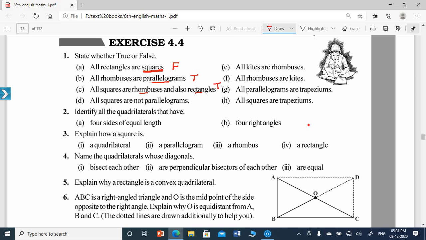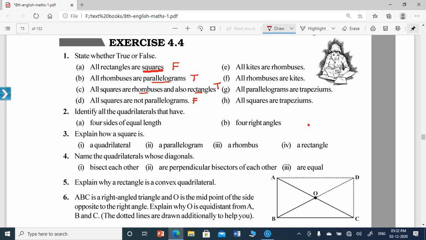All squares are not parallelograms. To become a parallelogram, opposite sides should be parallel. In square also opposite sides are parallel. So, all squares are parallelograms, but the statement is all squares are not parallelograms. This statement is false, because all squares are parallelograms. Square is one type of parallelogram.